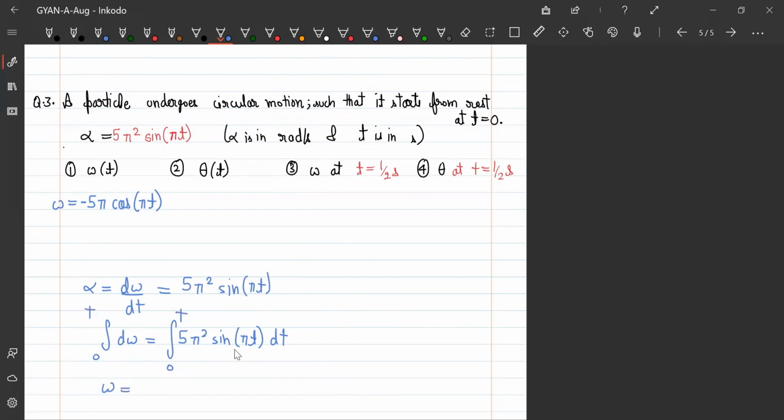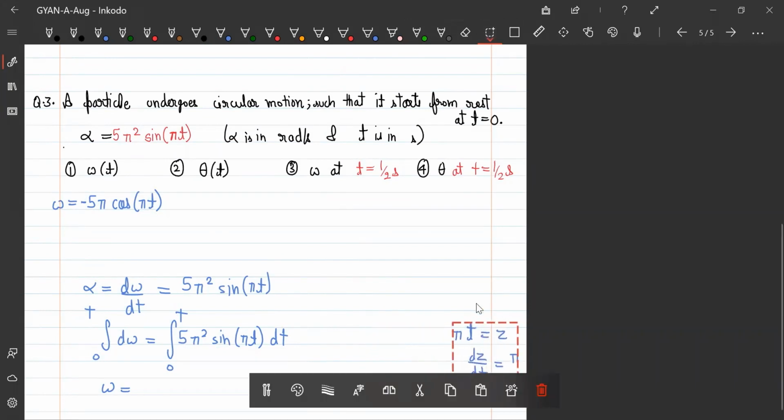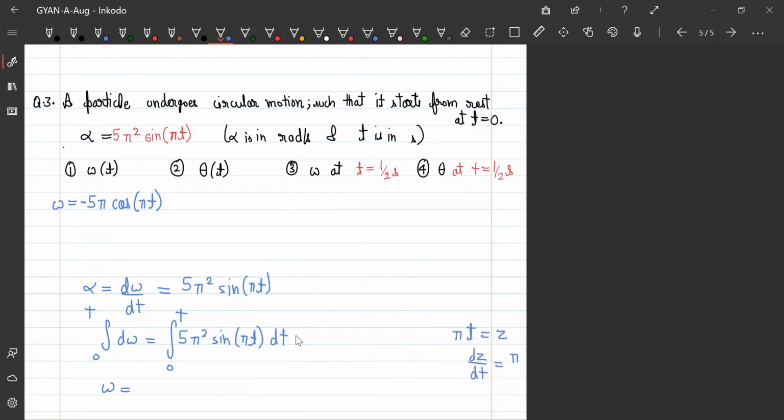सो ओमेगा विल बी, यहाँ पे इंटीग्रेट करने के लिए पाई t को कोई थर्ड वेरिएबल ले सकते हैं, लेट अस से पाई t इज z, सो dz by dt विल बी पाई. सो जब इसको इंटीग्रेट करने जाएंगे तो ये वैल्यूज पुट करनी पड़ेगी बिफोर वी डू द इंटीग्रेशन. सो 5 pi square इज अ कांस्टेंट, sin pi t की जगह sin z लिख सकते हैं, एंड dt की जगह dz by pi लिख सकते हैं. तो एक पाई कैंसल आउट हो जाएगा और sin z का इंटीग्रेशन विल बी minus cos z.